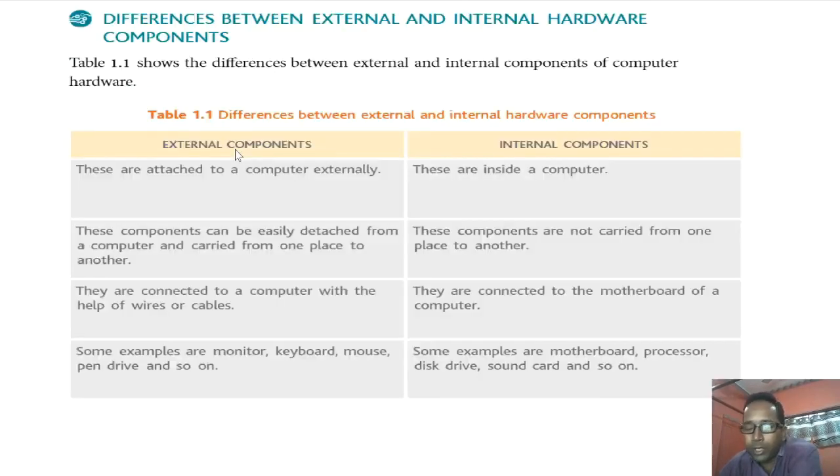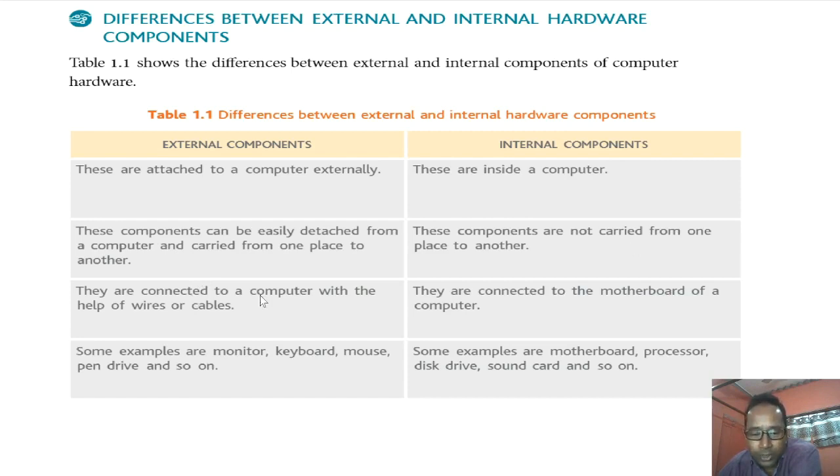So we have learned a few internal and external hardware components. Now we have to find out the differences. In two columns differences are given: external components and internal components. External components are attached to the computer externally, whereas internal components are present inside a computer. External components can be easily detached from the computer and carried from one place to another, which is not possible for internal components because these components are placed inside the system unit. So you cannot easily take out these internal components to carry from one place to another.